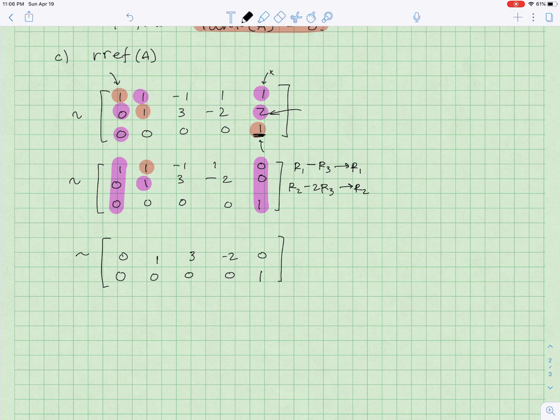And now what we're going to do is row 1 minus row 2, and that's going to be my new row 1. Because again, I want to eliminate this position using this pivot. And we have 1 minus 0 is 1, 1 minus 1 is 0, negative 3 minus 3 more is negative 4, 1 minus negative 2 is 3, and 0 minus 0 is 0. And this is RREF of A. And that's going to do it for this video.